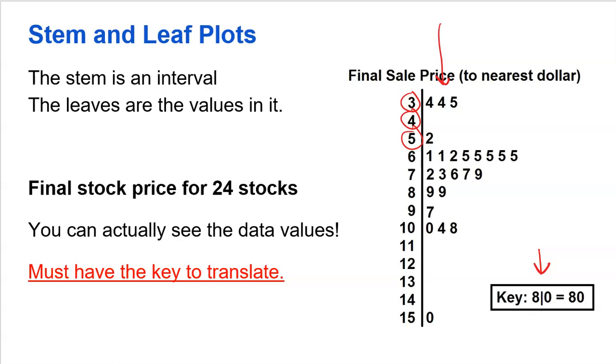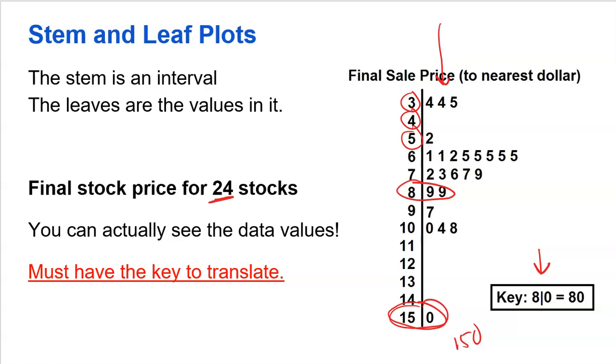And then when you get into double digits, this number all the way down here would be 150. So you really need to make sure you understand that value. By the way, this data represents the final price of 24 stocks. So this particular stock was $150 per share. 2 stocks were $89.